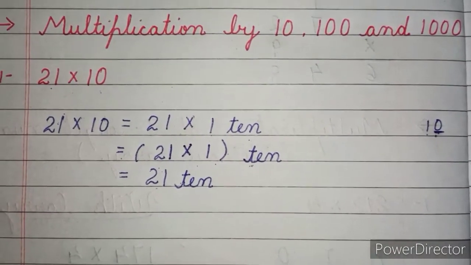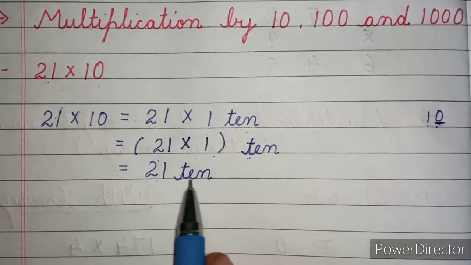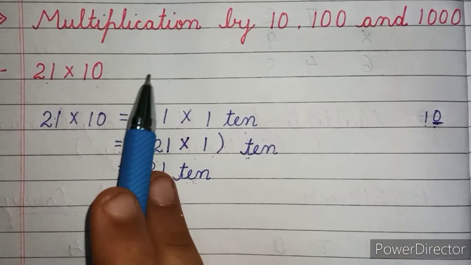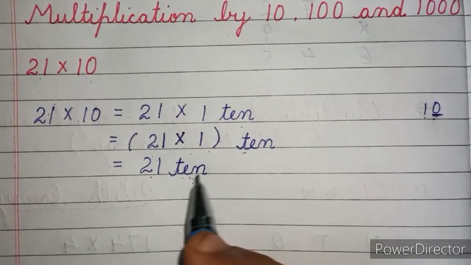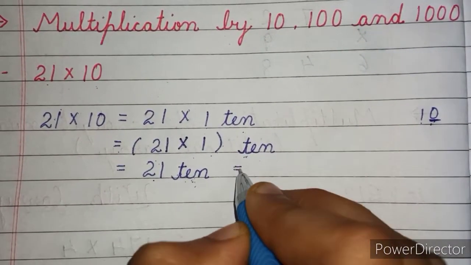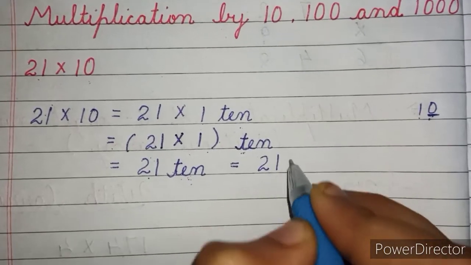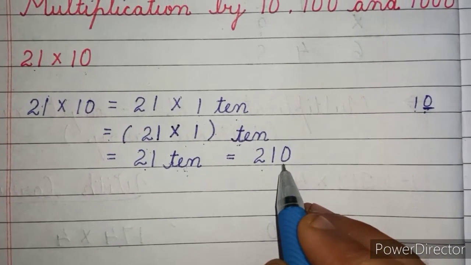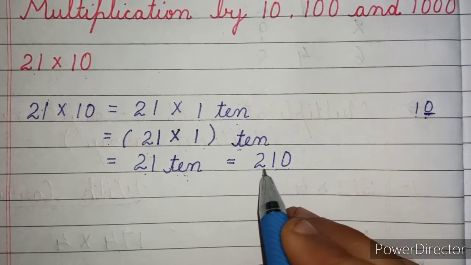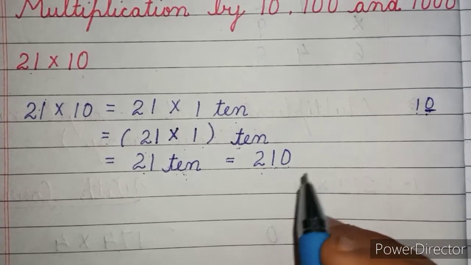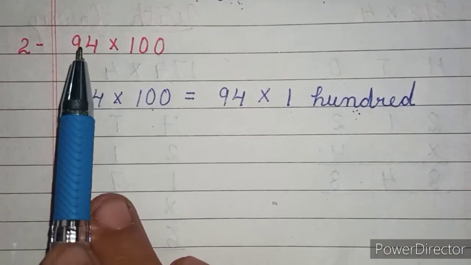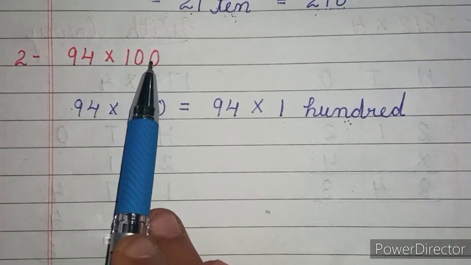Children, why would we write this 10 here? Because it is asked in the question. Then 21 tens is equal to 210. You can see that one zero is put after 21. So it is called 21 tens. Clear, children? Next question is 94 multiplied by 100.